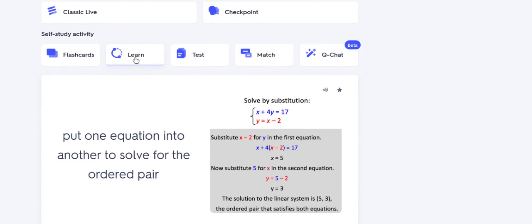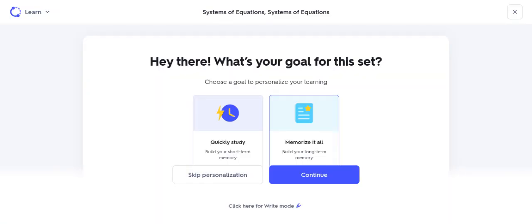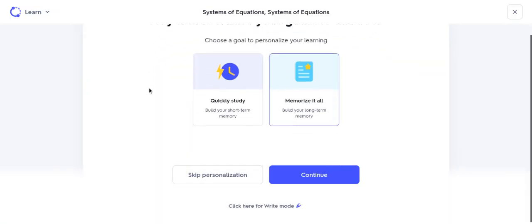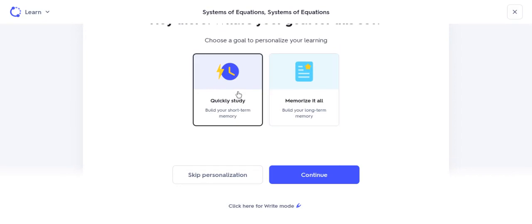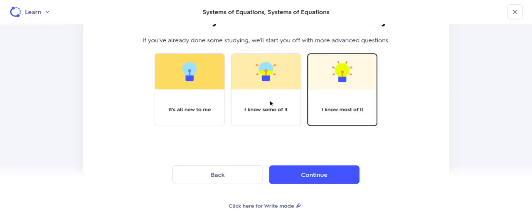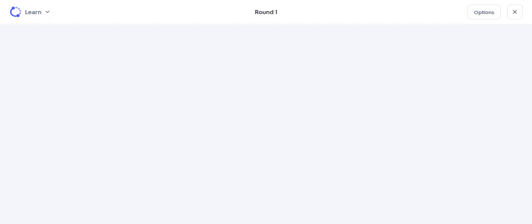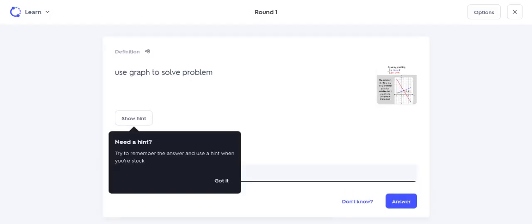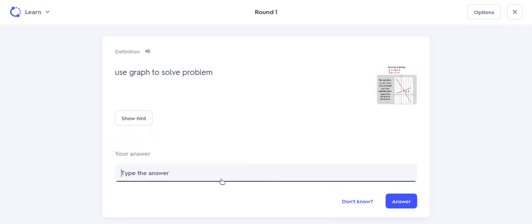You can do the learn thing, where they allow you to tailor it. And this makes it more of a multiple choice. So I could say quick study. You can skip this personalization. I could say how confident you are on something. I know most of it. And in this format, instead of the flashcards where we have to memorize the different prompts, this will give you a multiple choice or a short response where they'll give you a little bit more lead in to a problem.